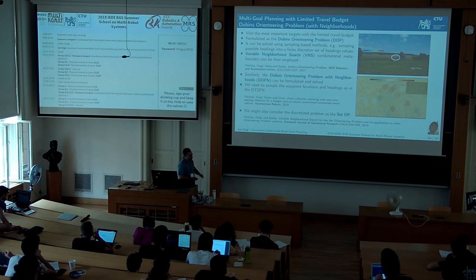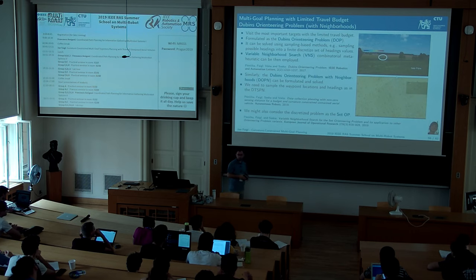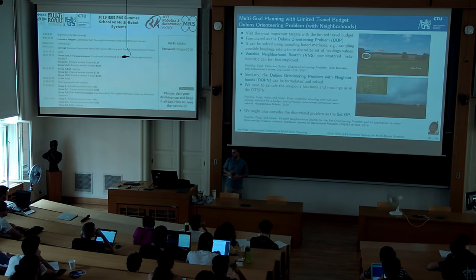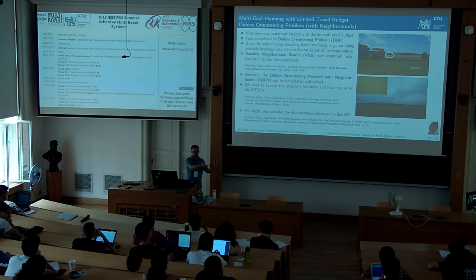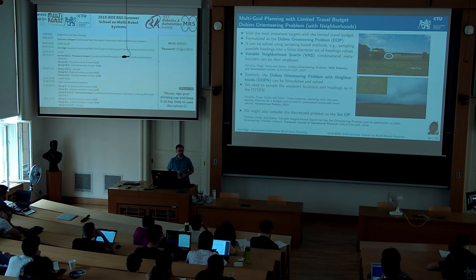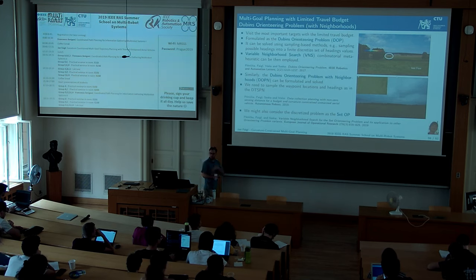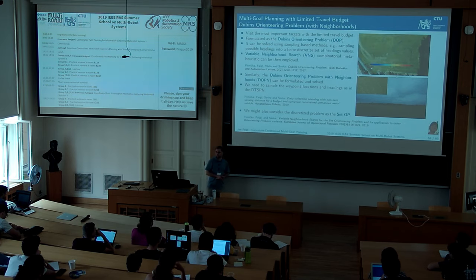And both of these approaches are based on the variable neighborhood search, which is a very powerful combinatorial metaheuristic that can be used and somehow tuned. And you can also consider the problem where the neighborhood is a continuous domain and the vehicle heading is a continuous domain, so you can sample it. And then, similarly to the generalized DTSP, you can maybe formulate the set orienteering problem. And you can solve it optimally.